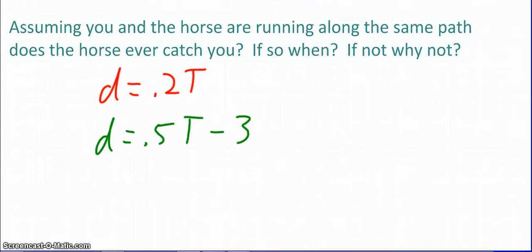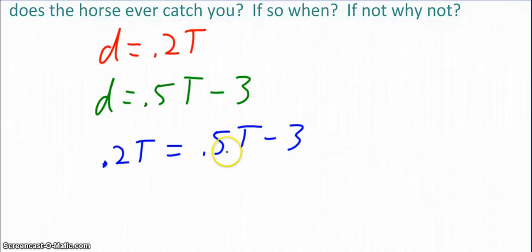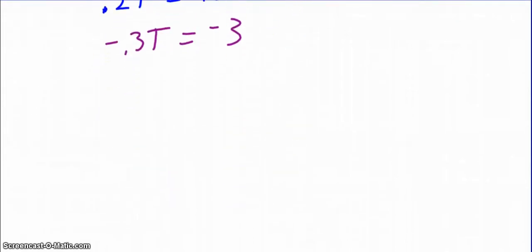So what do we mean by substitution? Well, I can see that both of these equations equal d, or have d isolated on one side, so therefore I can set them equal to each other, and I can say 0.2t equals 0.5t minus 3, and now solve for t. So if I subtract 0.5t, 0.2 minus 0.5 is going to be negative 0.3, t equals negative 3. And then from here we can divide by negative 0.3.